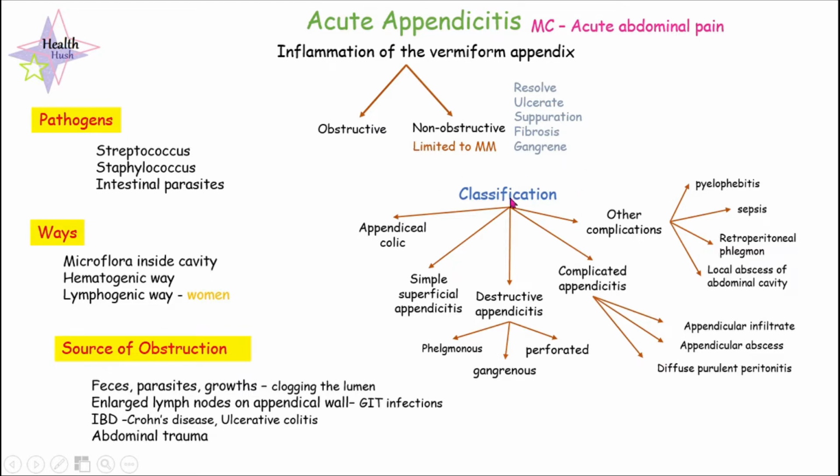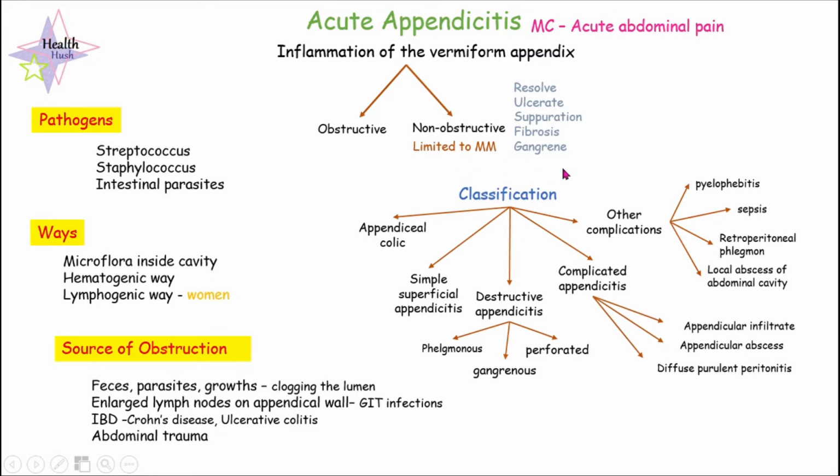If you see the classification of acute appendicitis, before that we should discuss what the non-obstructive type is. Non-obstructive type is when there is inflammation of the appendix, but this inflammation is limited to the mucous membrane of the appendix, and it does not go beyond this. So this will resolve by itself, or in most cases it will progress into ulceration, suppuration, fibrosis, and gangrene.